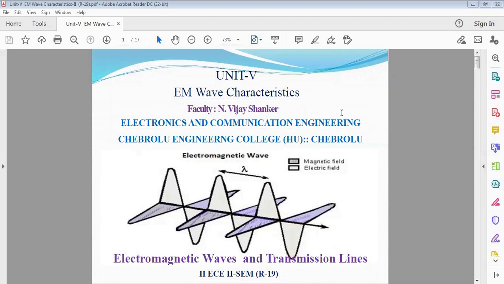Today, we are going to discuss oblique incidence at a plane conducting boundary and oblique incidence at a plane dielectric boundary. In the last classes, we discussed normal incidence at a plane conducting boundary and normal incidence at a plane dielectric boundary. In those two cases, we derived the expressions of the reflection coefficient and the transmission coefficient.